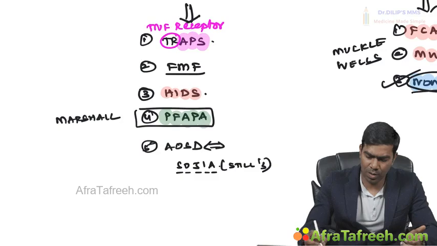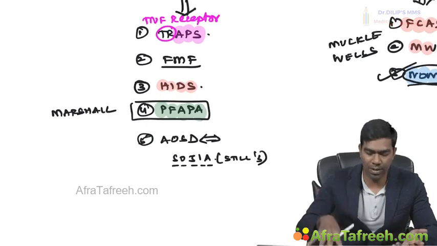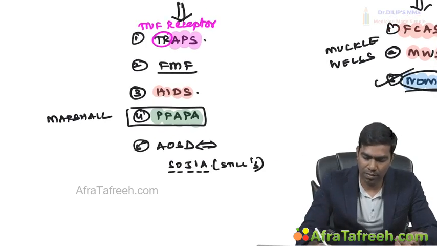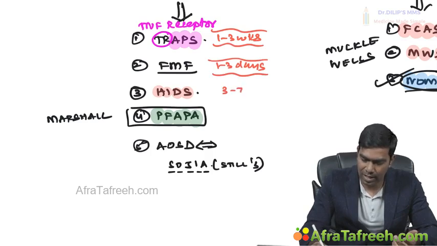For example, in TRAPS, I told you all these will have fever, isn't it? All these periodic fever syndromes will have fever, that's why they are called periodic fever syndromes. Fever is not seen only in pyogenic disorders, but here definitely fever will be there. So what will be the fever? In TRAPS, fever lasts for 1 to 3 weeks. Here fever lasts for 1 to 3 days, not 1 to 3 weeks. In HIDS it is 3 to 7 days of fever.